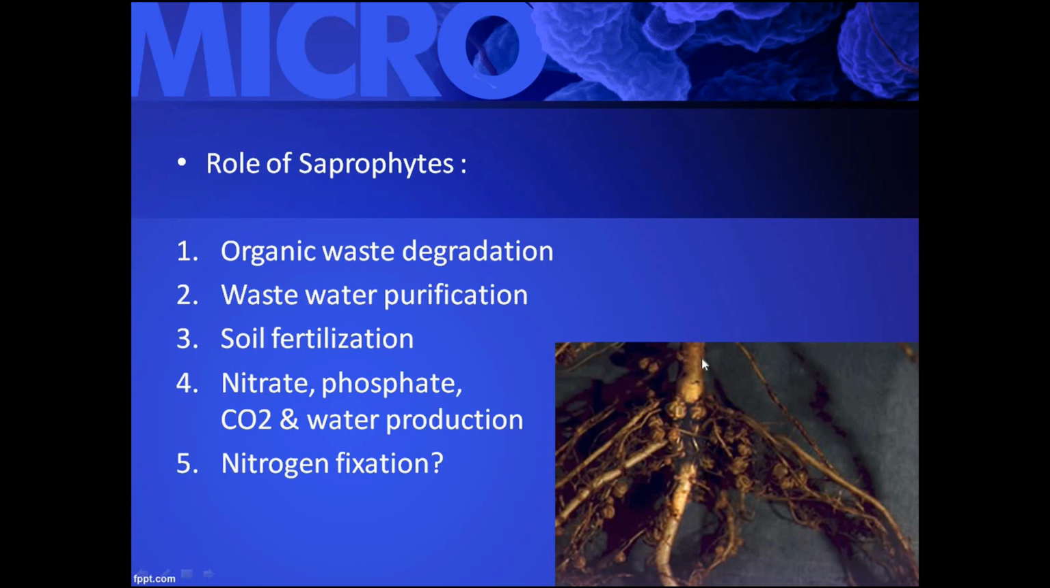Okay, so this is a plant, and these are its roots. You can notice these bulges; these are collections of bacteria. So this bacteria and this plant have a symbiotic relationship. The plant provides the bacteria with nutrients, the sugar, etc., and the bacteria provide the plant with nitrogen. So these are the nitrogen-fixing bacteria.